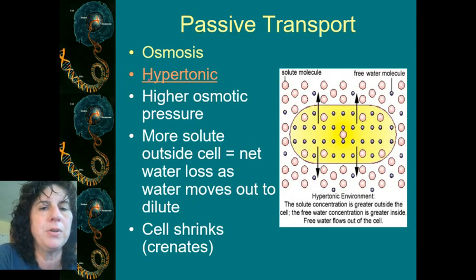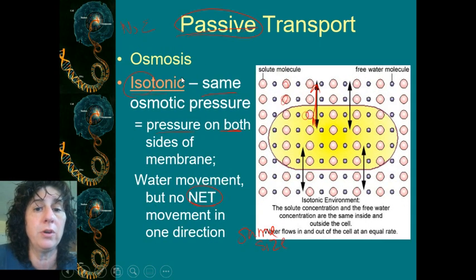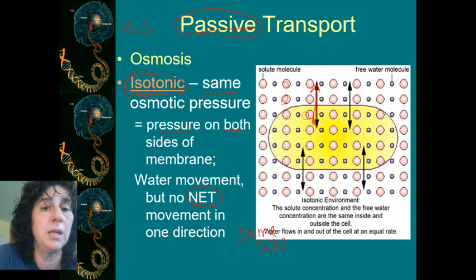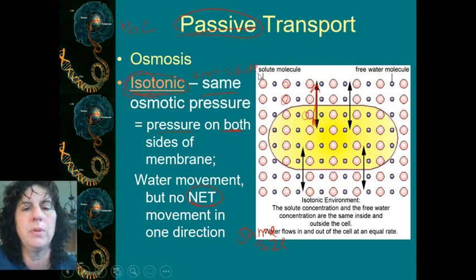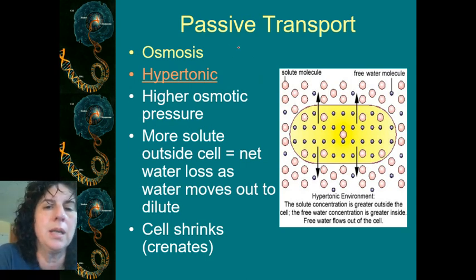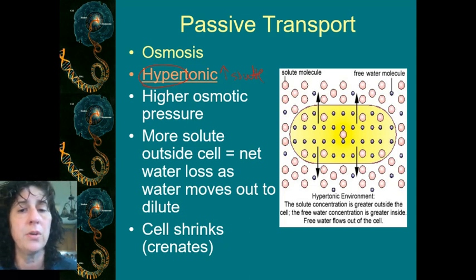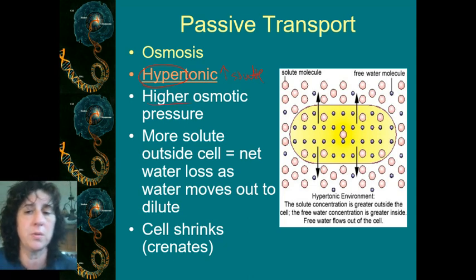In a hypertonic solution, and by the way, these terms refer to the amount of solute. Isotonic is the same amount of solute on both sides. Hypertonic is a different amount of solute. Hyper means above, so this means I have a lot of solutes on one side of the cell compared to the other side of the cell. So my osmotic pressure is going to increase.